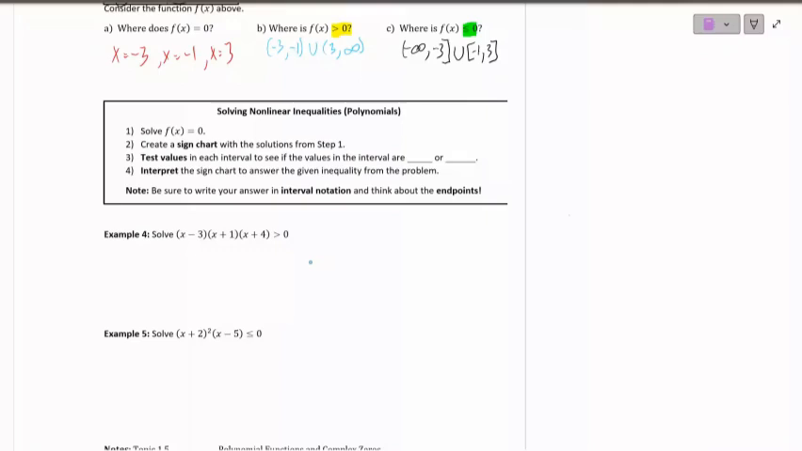Mr. Rubo here. We are going to talk about solving nonlinear inequalities, specifically polynomials. So there's kind of four steps.